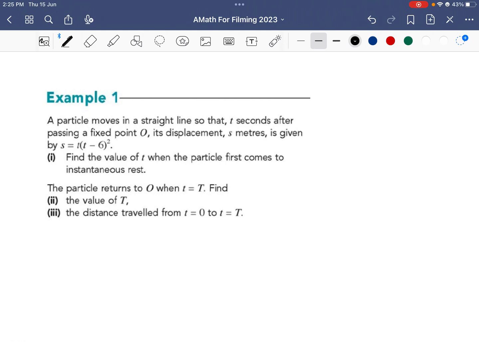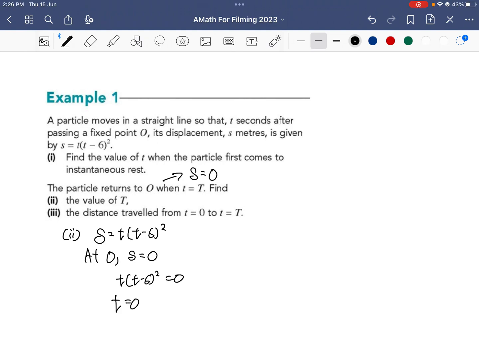Now we want to find the value of t where the particle returns to O. Returns to O means it's at the start. At the start, we know that my displacement s equals 0. Hence, s equals (t minus 6) squared. So for part 2, at O, the displacement is 0. (t minus 6) squared is 0. So t equals 0, or (t minus 6) squared is 0.